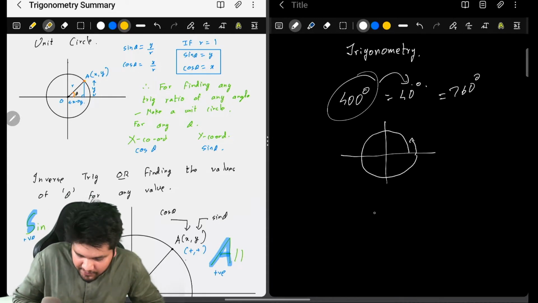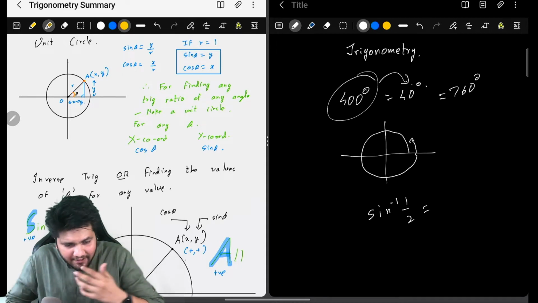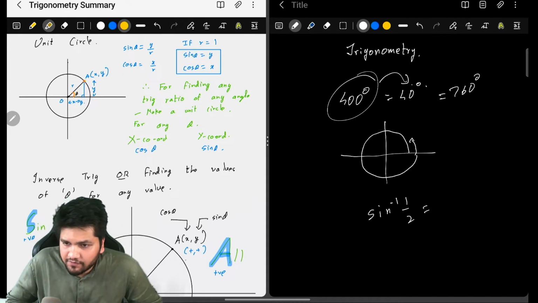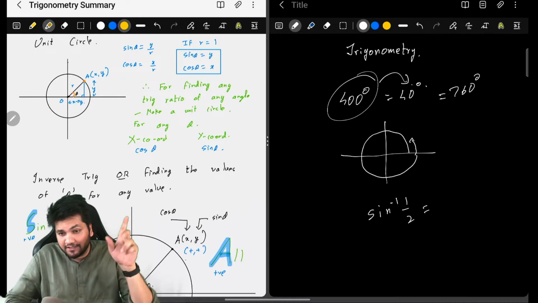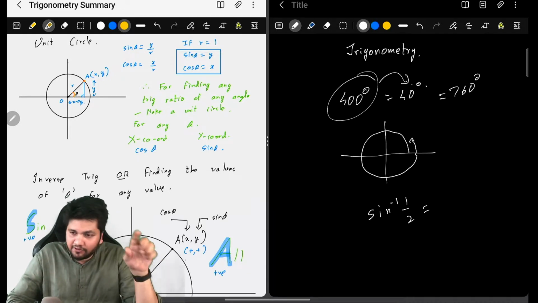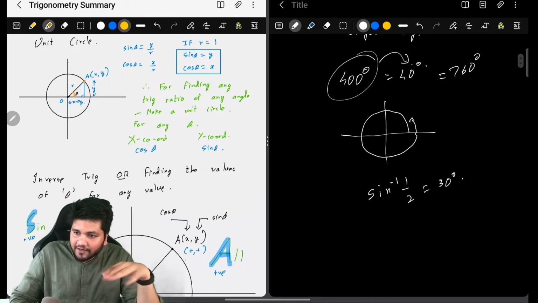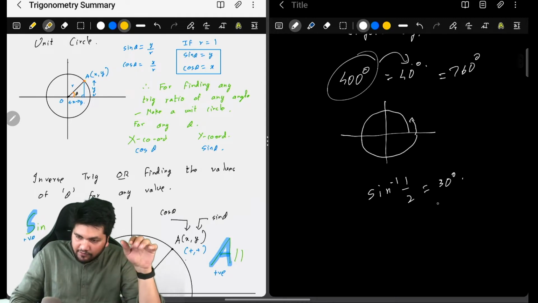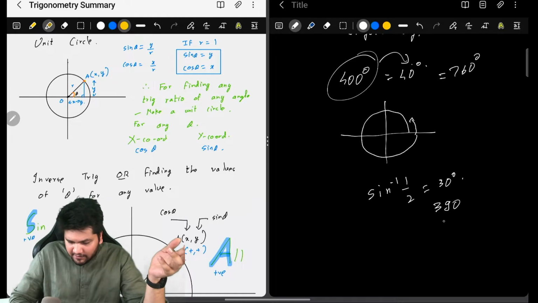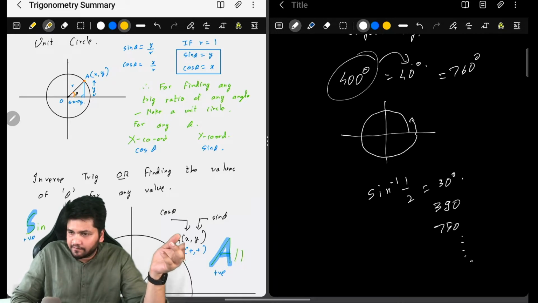Now, in the calculator, you must have seen, if I put sine inverse of 1 by 2, what will we get? We'll just get one value. For an inverse function, it has to be a 1-1 function, which we have done in functions. So for sine inverse of 1 by 2, the calculator is giving me only one value, which is nothing but 30 degrees. But there are infinite values where sine is going to be 1 by 2. Just keep on adding 360, so it's going to be 390, then 750, and so on.